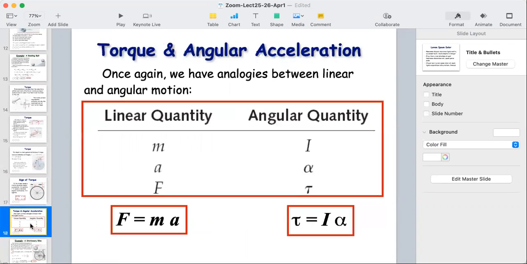So essentially, when we speak about angular quantities, instead of the mass we speak about the moment of inertia. Instead of the acceleration, we are speaking about the angular acceleration. And instead of the force, we are speaking about the torque. So as we have that the force is ma, in angular quantities we have that the torque is I alpha, where alpha is the angular acceleration.